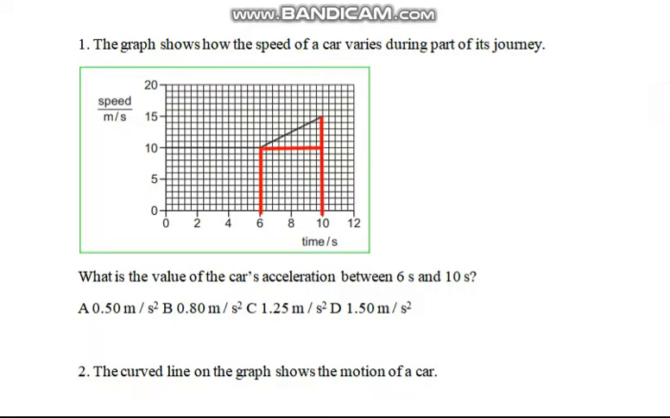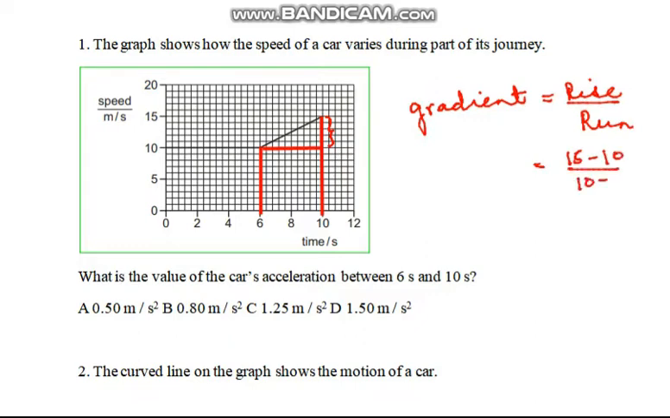given as this one. Now, the acceleration is given by the gradient, and gradient is rise over run. Rise in this case would be 15 minus 10, and the run is going to be 10 minus 6. That is 5 divided by 4. That gives you 1.25. So our correct option is C, 1.25 meter per second squared.